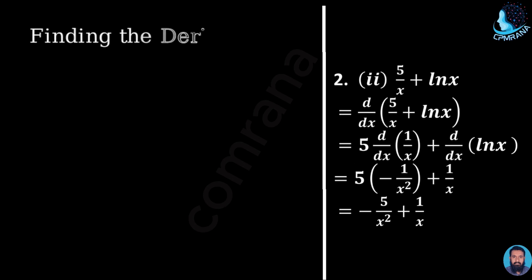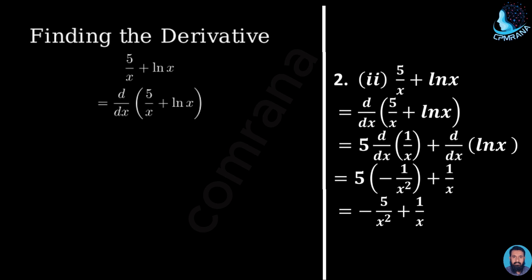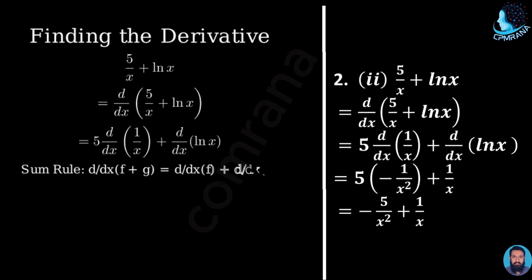Let's solve this calculus problem step by step. We need to find the derivative of 5 over x plus natural log of x. First, let's write this as a derivative expression. We'll take the derivative with respect to x of the entire expression. Now, we can use the sum rule of derivatives, which tells us that the derivative of a sum equals the sum of the derivatives. So we can separate this into two terms.